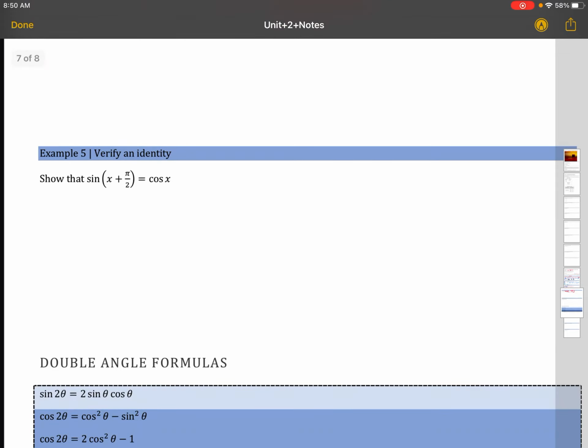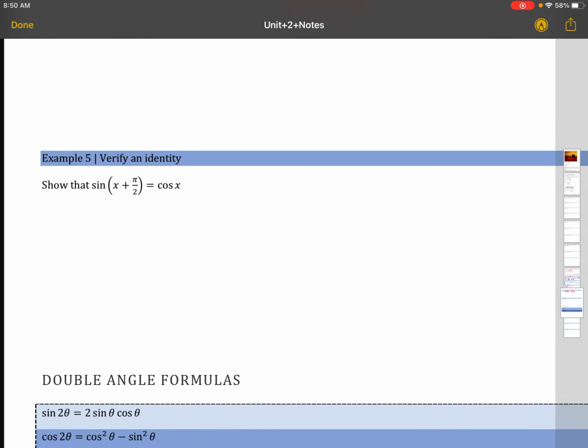So that's useful. So now the last example of these sum and difference formulas is we're going to show that sine of x plus pi over 2 equals cosine x. So we'll just use the sine of a sum again. So that's going to be sine x cosine pi over 2 plus cosine x sine pi over 2. And we have to show that that equals cosine x.